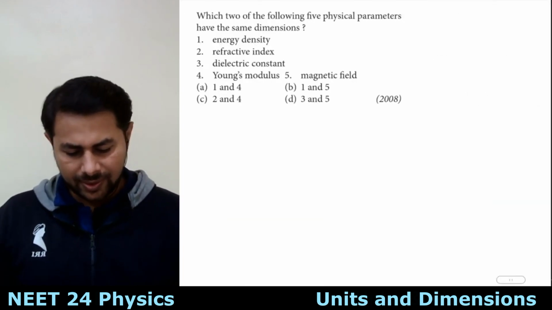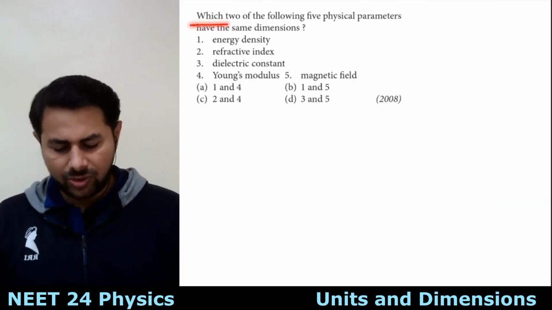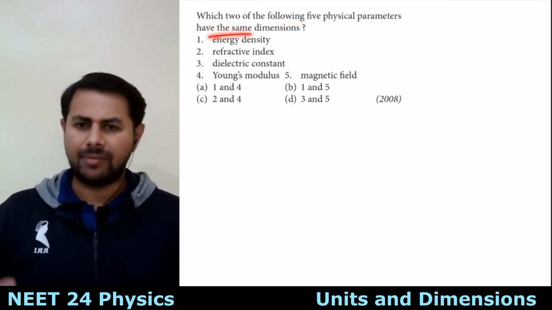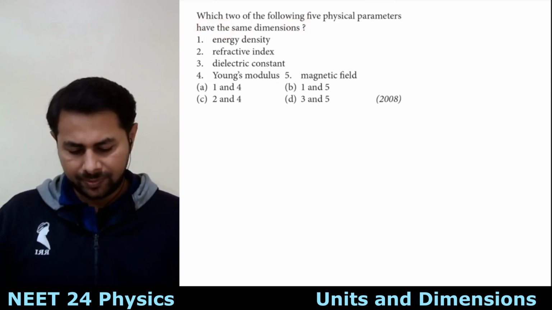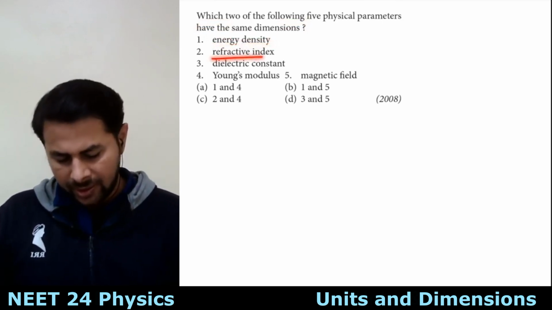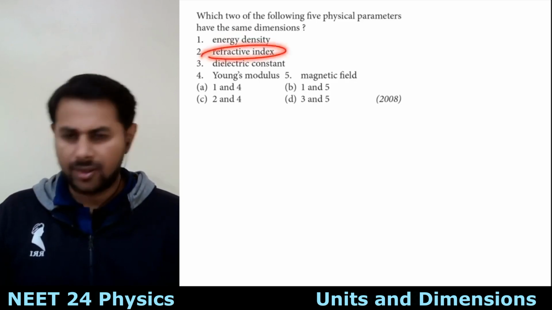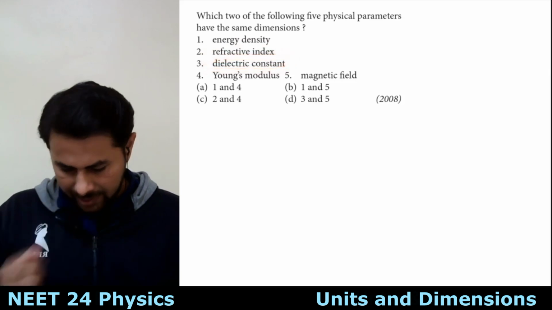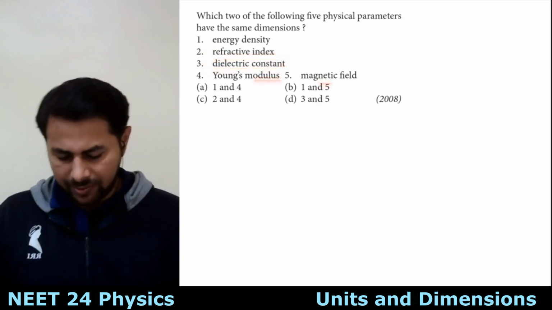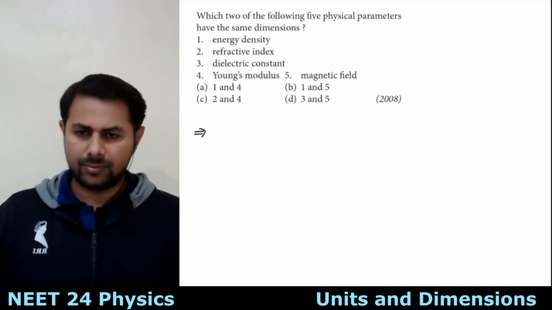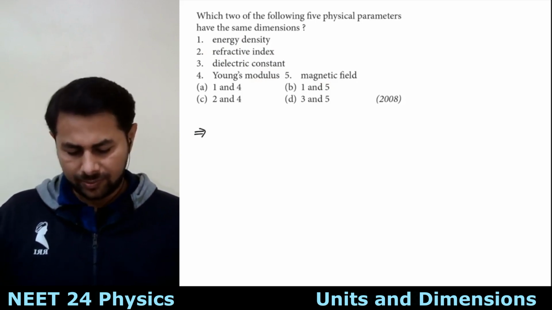All right, let's see next one. Which two of the following 5 physical parameters have same dimensions? Tell me if you know. Energy density, then refractive index. Refractive index doesn't have any dimensions. Dielectric constant, then Young's modulus and magnetic field. Tell me.